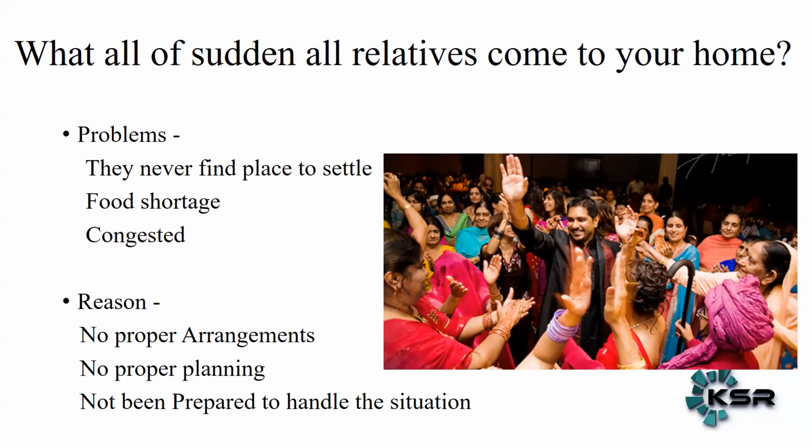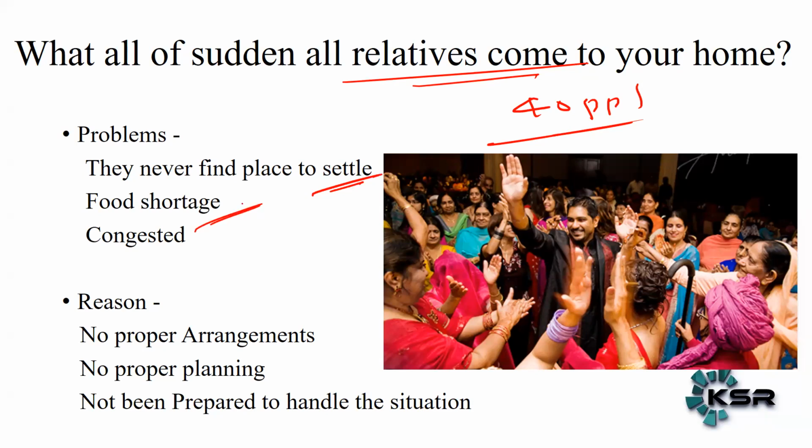You know what my mom did? My mom called everyone and told everyone to come on the same day. When all your relatives suddenly come to your home, around 40 people, the main problem is they will never find a place to settle. And unfortunately, we were not prepared to serve 40 people. We thought of getting food for 20 people.